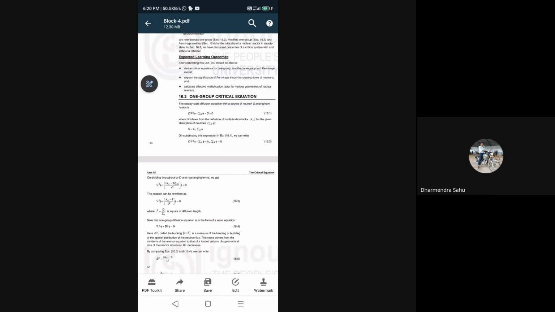You can divide by D throughout and rearrange the terms. The modified equation will be del square phi plus (K infinite minus 1) sigma A by D phi is equal to 0. This relation can be rewritten as del square phi plus (K infinite minus 1) by L square phi is equal to 0, where L square is equal to D by sigma A, and it is the square of the diffusion length.